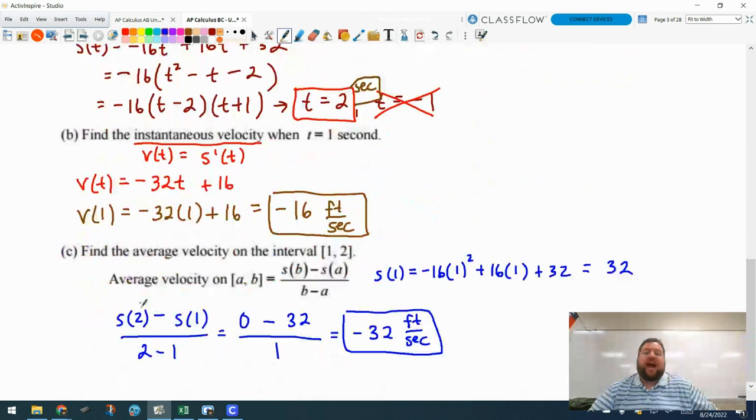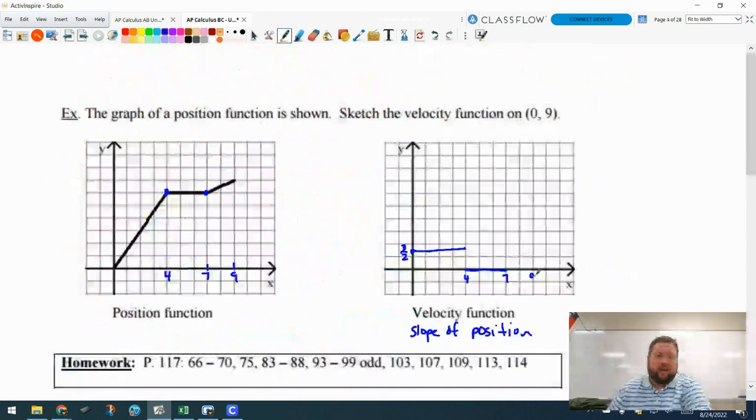So this one from 4 to 7, the slope is 0. Horizontal line there. So we're down here at 0. This is 4. This is 7. 9's over here. All right, then the other one looks like 1 over 2. So 1/2. So here to here.